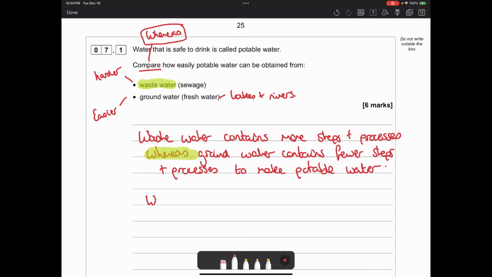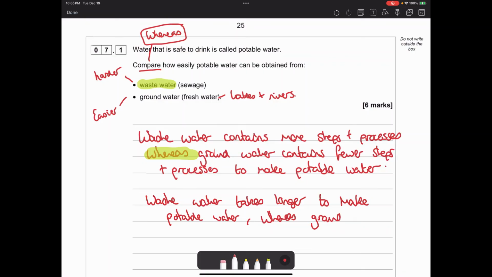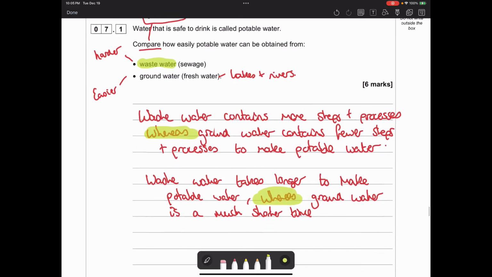You could then also say wastewater takes longer to make potable water, whereas groundwater or fresh water is a much shorter time. So another clear comparison there.